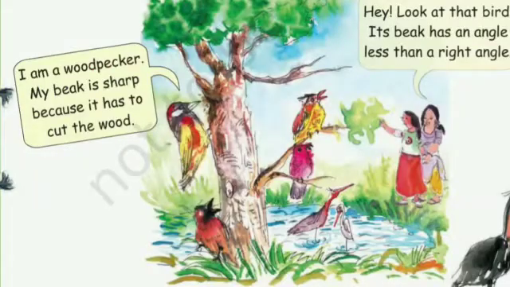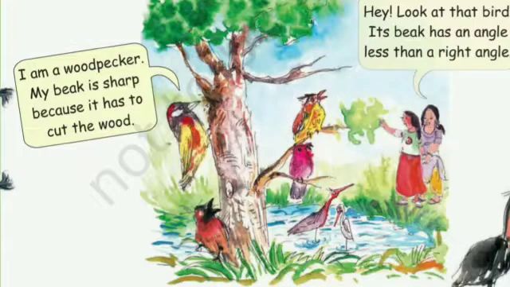Now next, here the woodpecker is given and two girls are given. So let's read. I am a woodpecker. What the woodpecker is saying? My beak is sharp because it has to cut the wood. Means here the woodpecker is cutting the tree, and there also he makes an angle. Okay. Then another 2-3 birds are also there. They are also making angles.